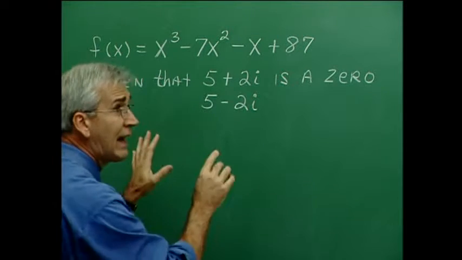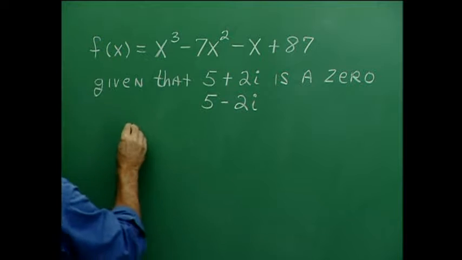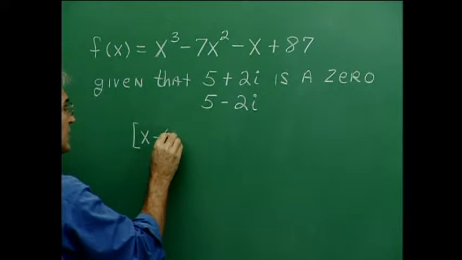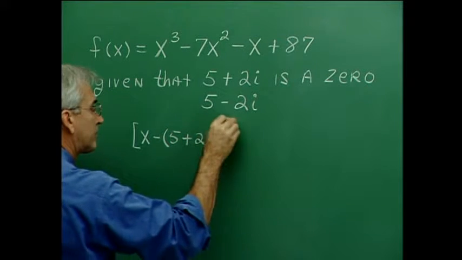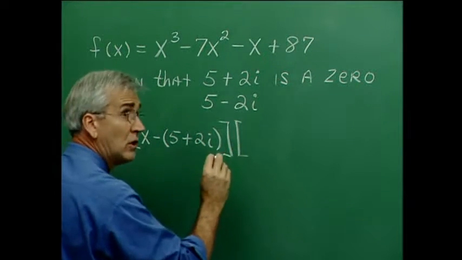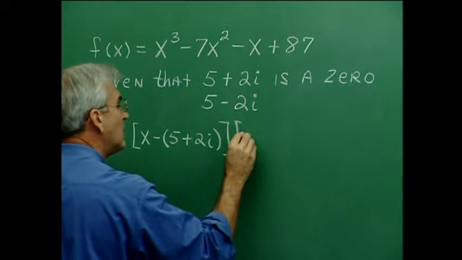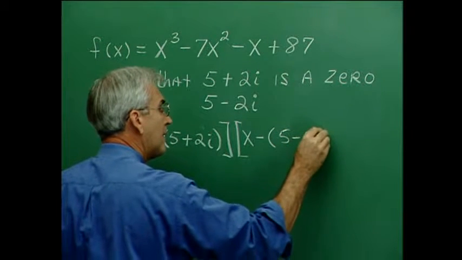Okay, let's take that algebraic approach now. Here's what we know. We know that these 2 are zeros, so we know that x minus each of these is also a factor, and their product, you see, will divide that. That's the idea. So I'm going x minus and then 5 minus 2i.